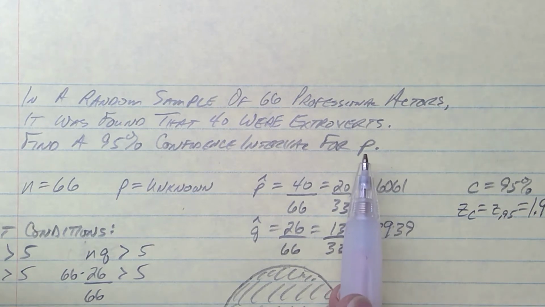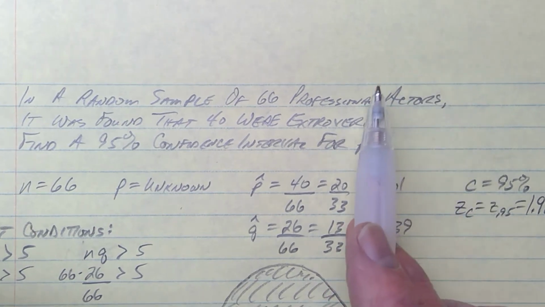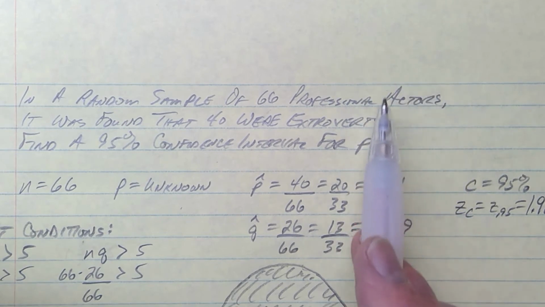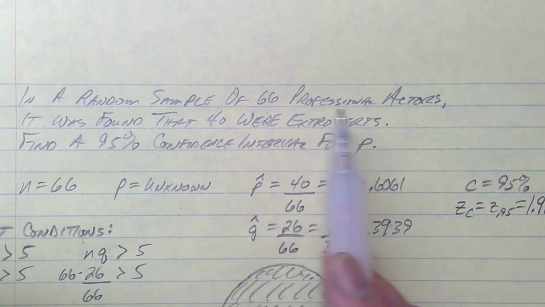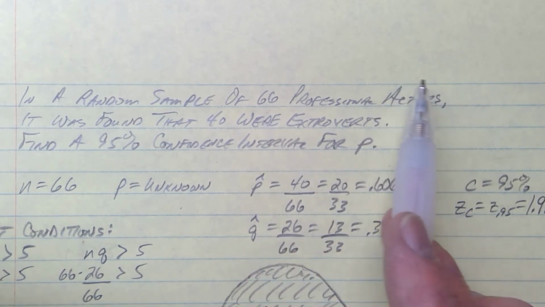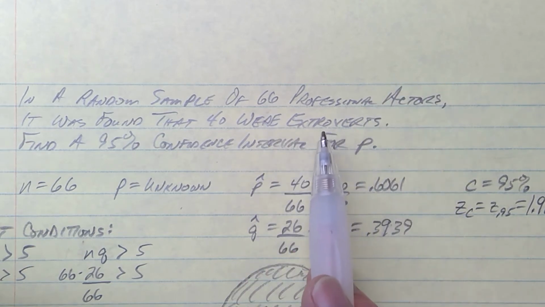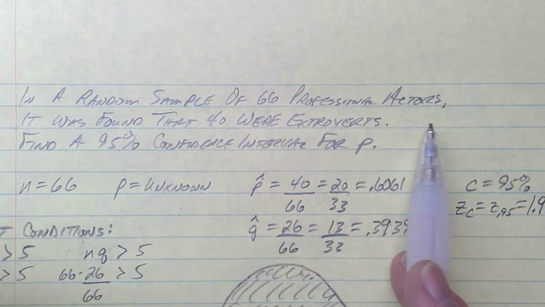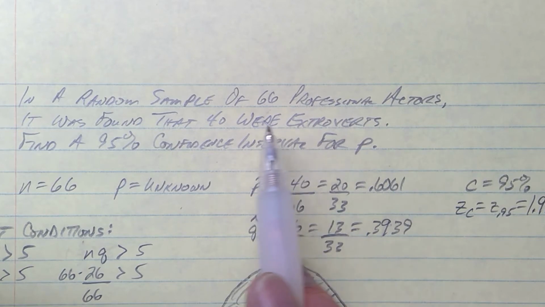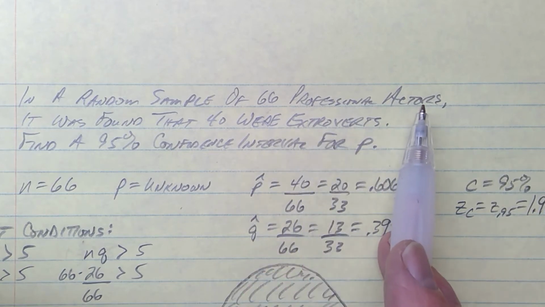Now remember what true proportion stands for. It stands for all of the actors in the world. I want to know out of all the actors in the world, not just 66, I wonder how many of those are extroverts. Well, there's no way we can gather up all of the actors in the world and test them to see if they're extroverts. We don't have that kind of time.